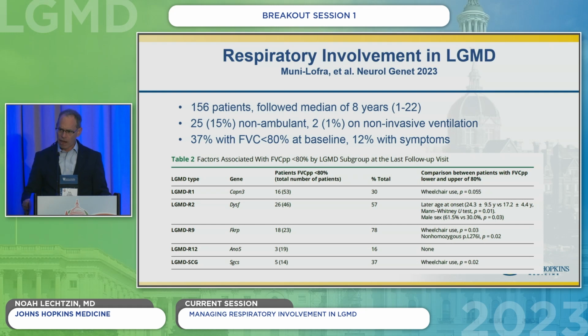I'm going to talk more about FVC, or forced vital capacity, and what that measurement is, but an FVC less than 80% is a reasonable measurement to say there is some degree of respiratory muscle impairment.